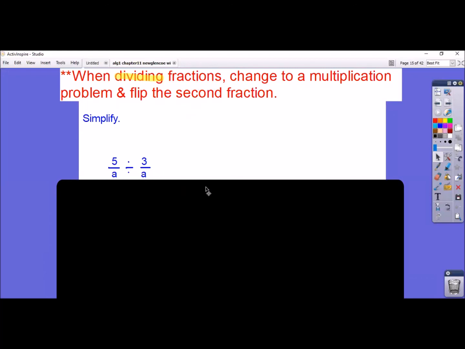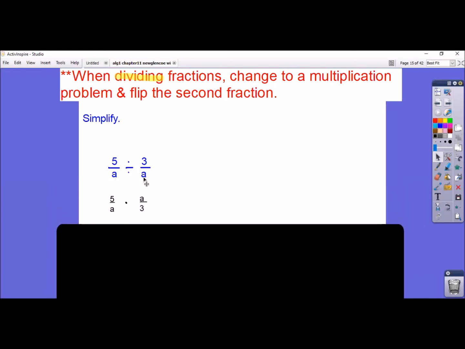So today, when you work on the second day of this lesson's homework, don't ever write the problem down with the division symbol. Go ahead and do this. What you do is you change the sign to multiplication and you flip the second fraction. And now you can see what's canceling. These a's are canceling and you have just 5 over 3.